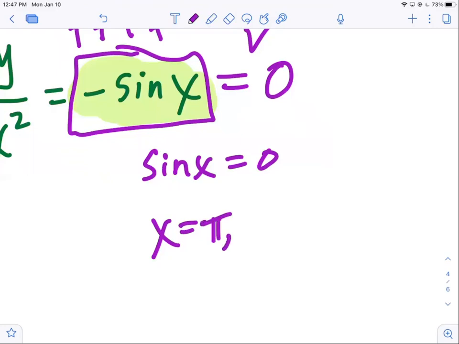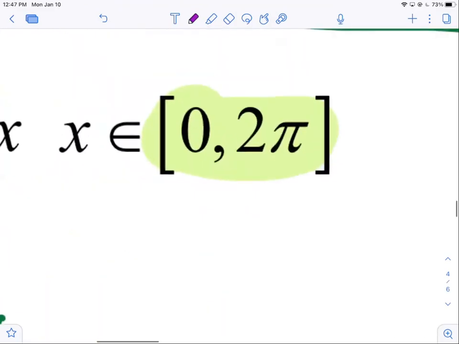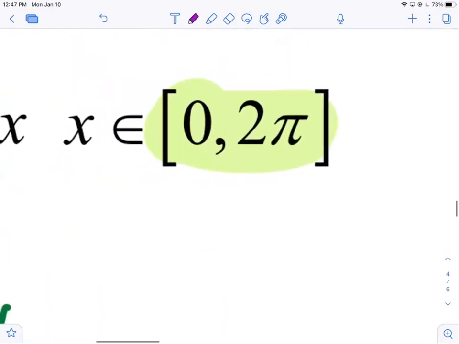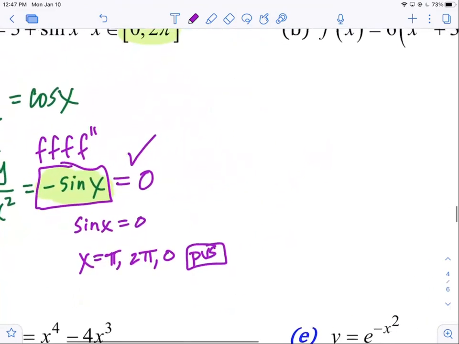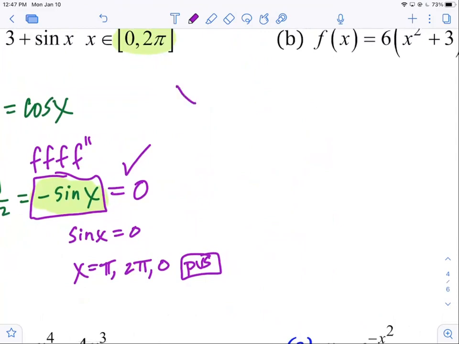pi, 2 pi, and 0. Good. And it's a closed interval, so we do include all three of them, right? Okay, good. So these are your PVs, pivotal values. Is every pivotal value an inflection value? So now we know there's 3 inflection values? No, they're possible, right? So now we set up a number line chart. So we got X and F double prime.